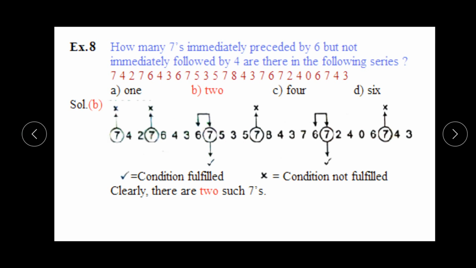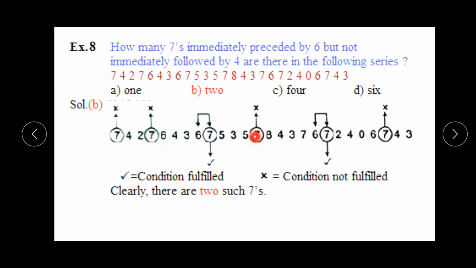1, 2, 3, 4, 5, 6, there are 6 7s, but in these 6 7s how many 7s are fulfilling the condition? Okay, let's see. Here a 7 is there, but that is followed by 4, which we will not take. In this, 6 is there, but 6 is following, that is not preceding. This 7 is correct because it is preceded by 6, and it is not followed by 4, it is followed by 5, other than 4.